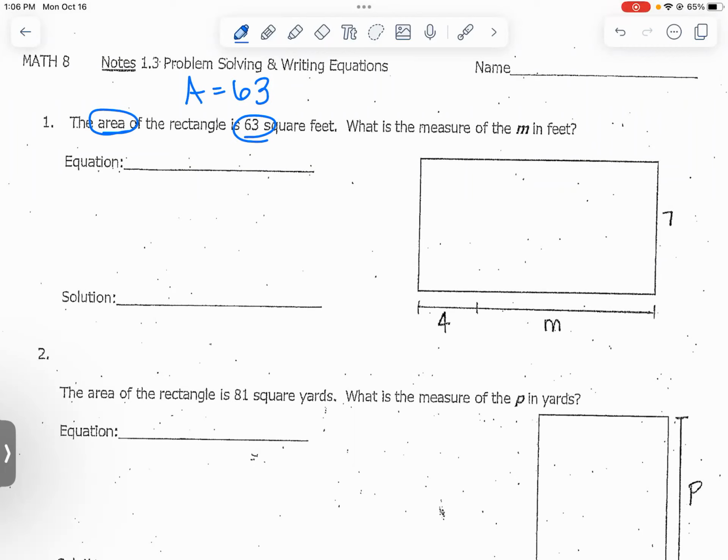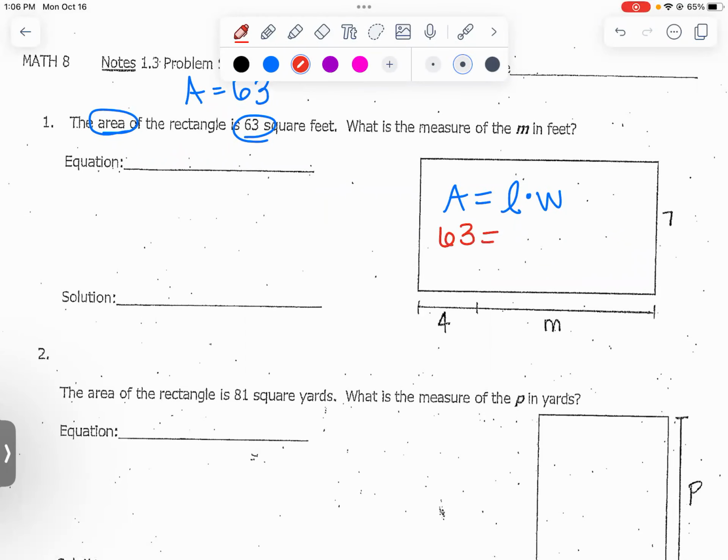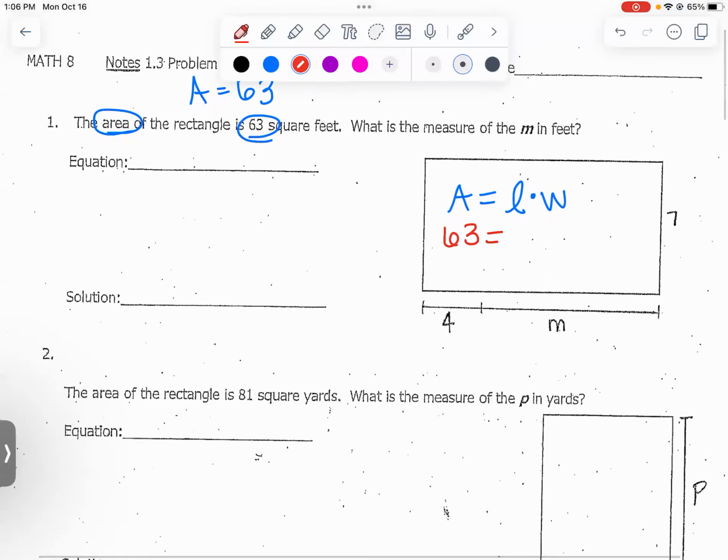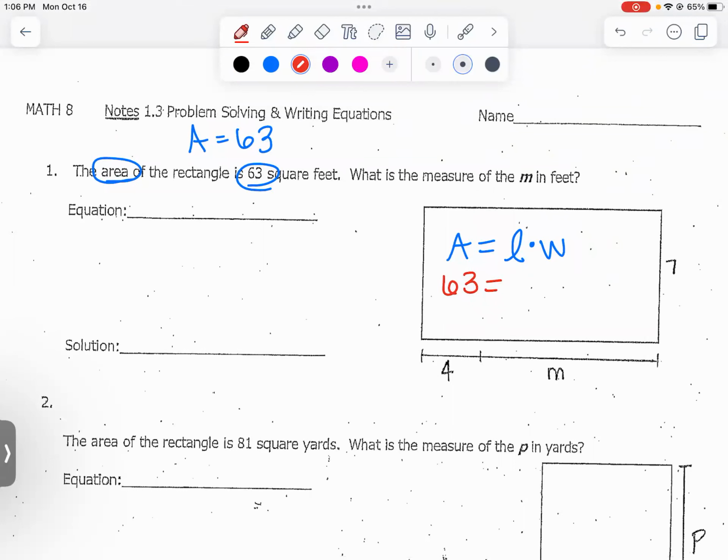Who can tell me how we find the area of a rectangle? Tatum. Okay, so the area of a rectangle is length times width. Do you agree with Tatum? So we know the area is 63, right? Lainey, which one is the width?